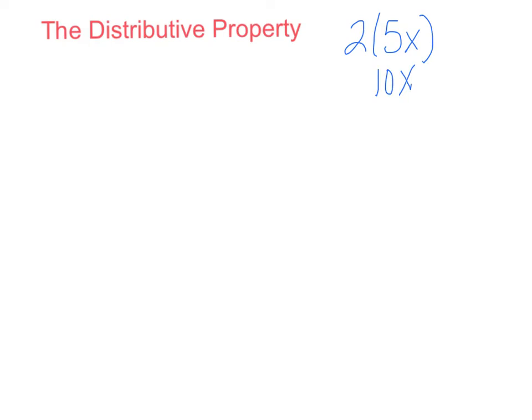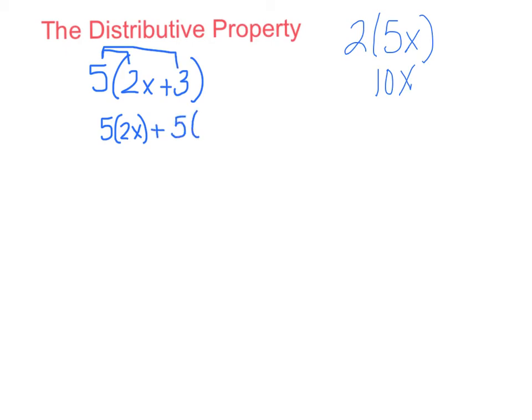Now, the distributive property is used when you are multiplying more than one term inside parentheses. So for example, if I gave you 5 times 2x plus 3, what this means is you have to take the 5 and you're going to multiply it to every term inside the parentheses. So this is going to be 5 times 2x, and then you take 5 times 3. And this will give you 10x plus 15. Now, remember, you cannot combine 10x plus 15. And why is that?